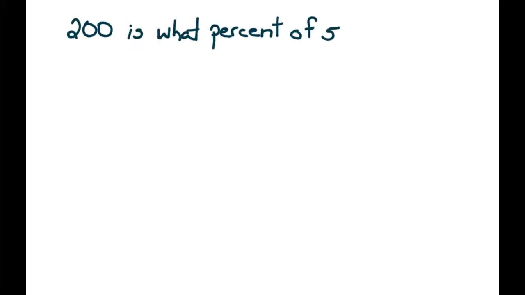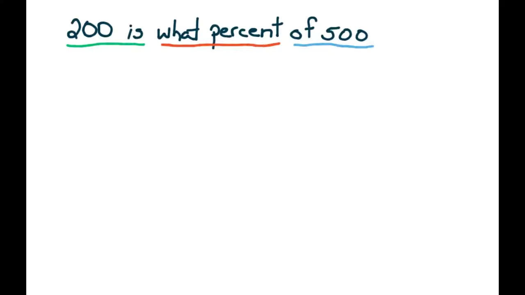Okay, so here is one from your homework tonight that I'm going to show you how to do. It says 200 is what percent of 500? So in this case, look carefully at the problem. What do we want to know? Well, we want to know the percent. And then we've got this number here that's attached to is, and this number here that's attached to of.